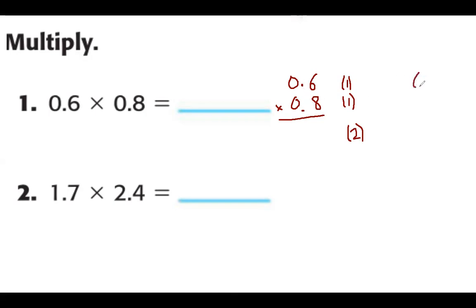So I'm going to rewrite this without the decimals, and I don't even need the zeros on this. So that means I'm just looking at 6 times 8, which is what, boys and girls? Say it, 48.